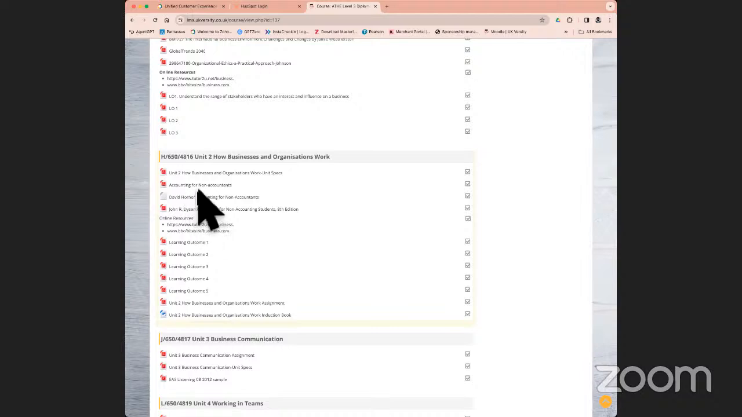So you've got Accounting for Non-Accountants. There is David Horner's Accounting for Non-Accountants also available. This will be available in a .mobi format, so you should be able to open it on your mobile phone. Then we have some useful resources from tutor2u.net and BBC Bitesize, which is a great website to glean some information related to some of the topics that are going to be covered in this unit. There are 5 learning outcomes, followed by an assignment brief and a workbook.